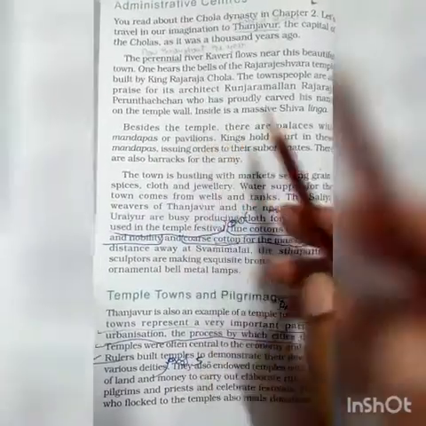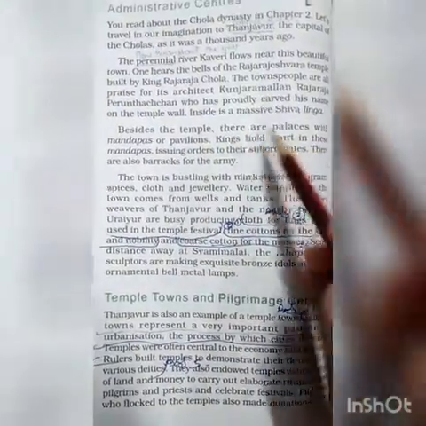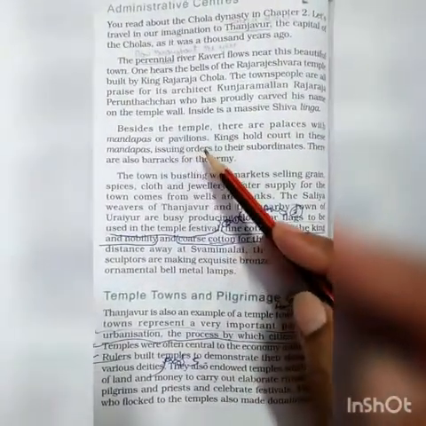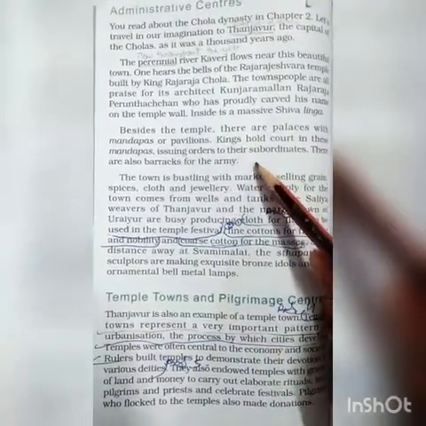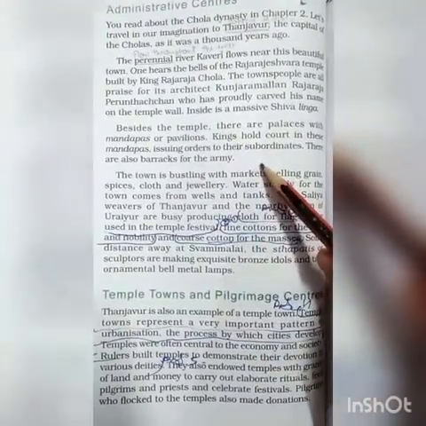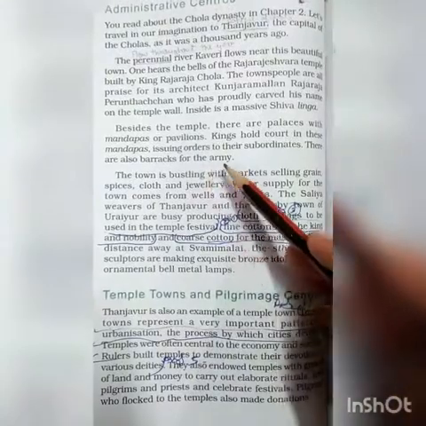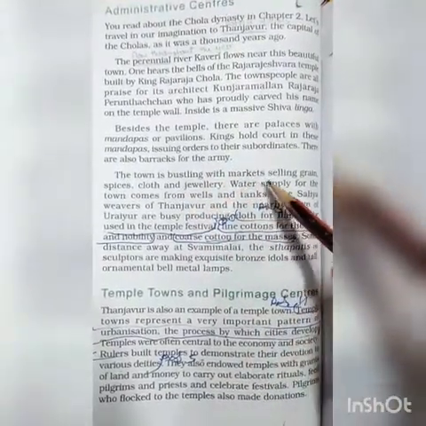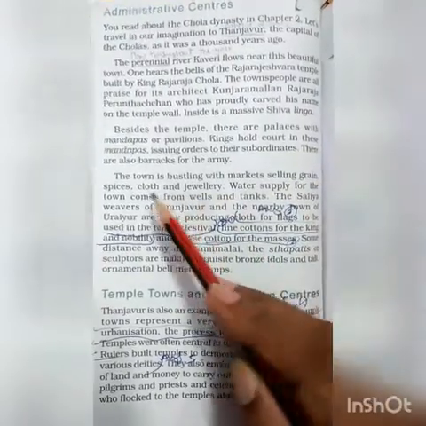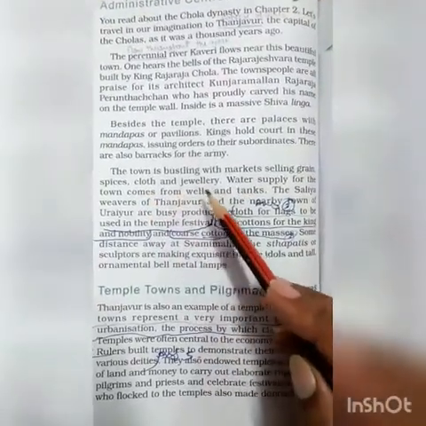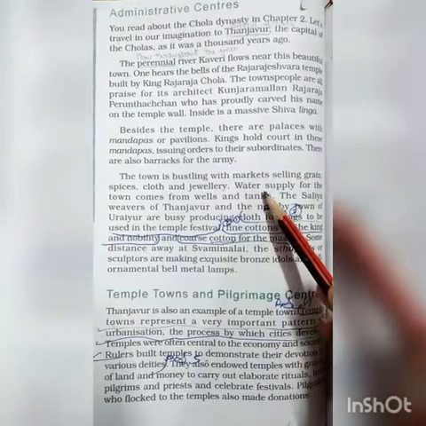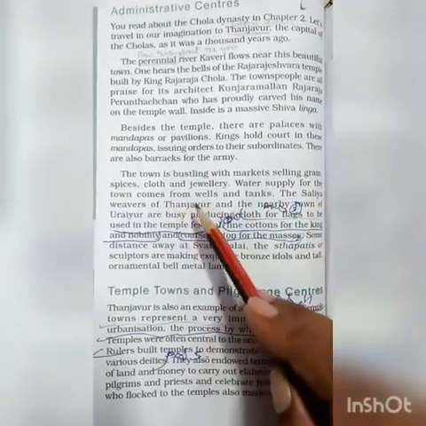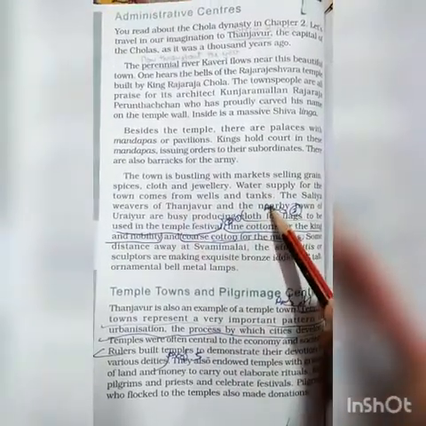Besides the temple, there are palaces with mandaps or pavilions. Kings hold their meetings over here. There are also barracks for the army. These towns have markets selling grain, spices, cloth, and jewelry. Water supply for the town comes from wells and tanks.